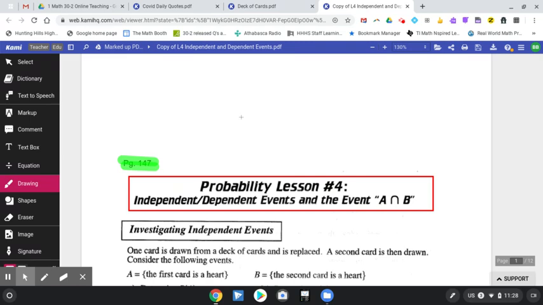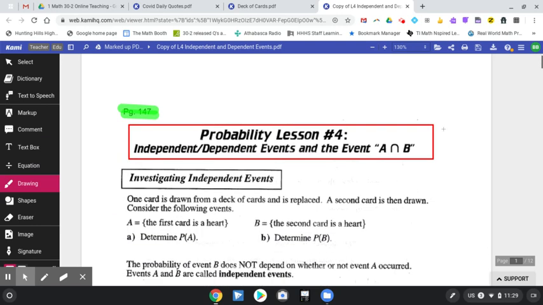We are taking notes in our AVP workbooks on page 147. And what we're looking at today is independent and dependent events dealing with probability. So the first thing I want to point out to you is that it's very easy to get independent and dependent confused with mutually exclusive and non-mutually exclusive. I want to tell you what the biggest difference is.